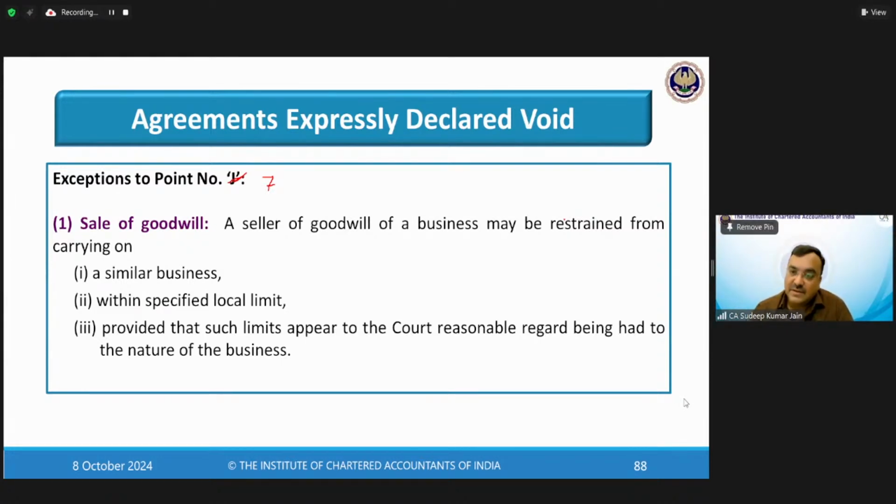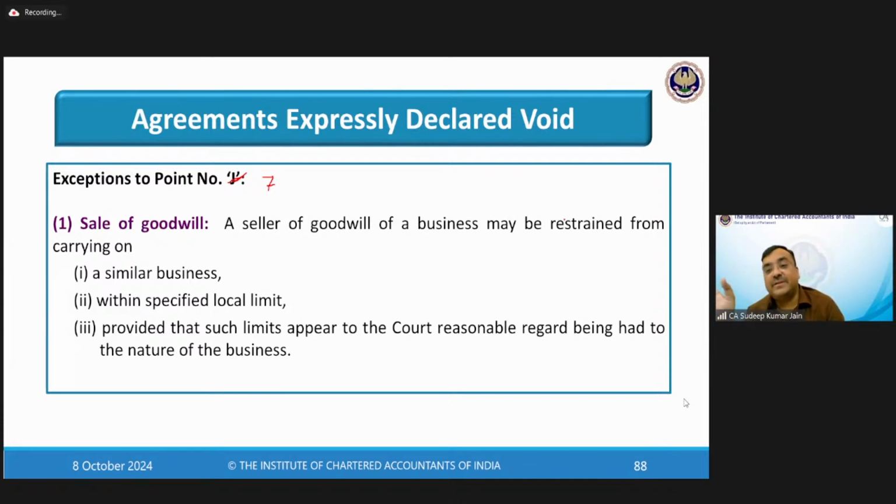Because of goodwill, right? So one person, Haldiram, is selling his shop to Mr. X, and X is making the higher payment just because of the goodwill. It means X is buying the goodwill from Haldiram. Now X can make the restriction on Haldiram on carrying on the similar business, not other business, similar business in the same local area within the specified local limits, or on such conditions, such terms which are reasonable as per the code.